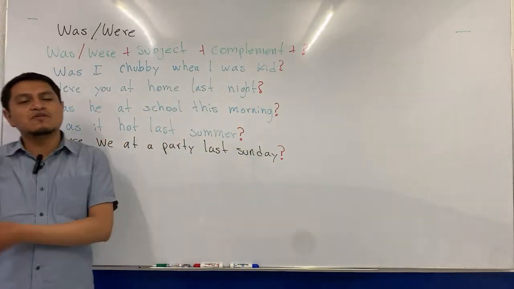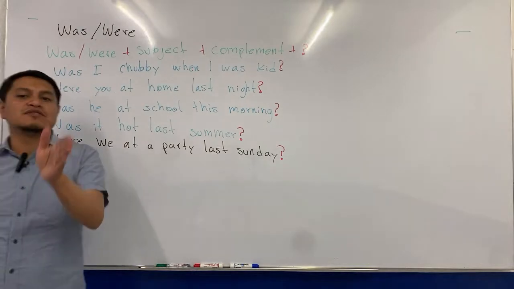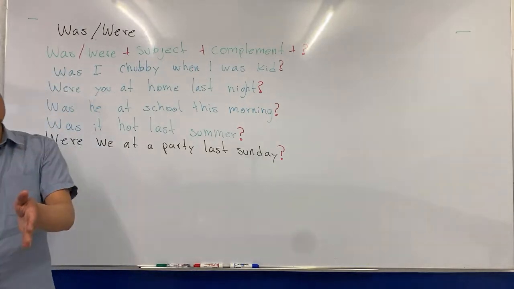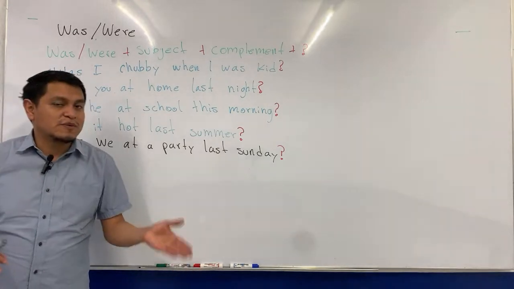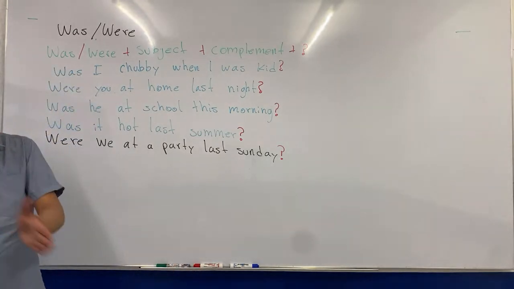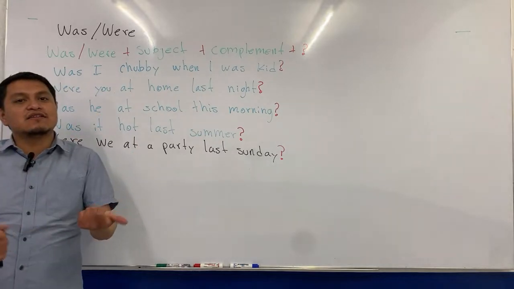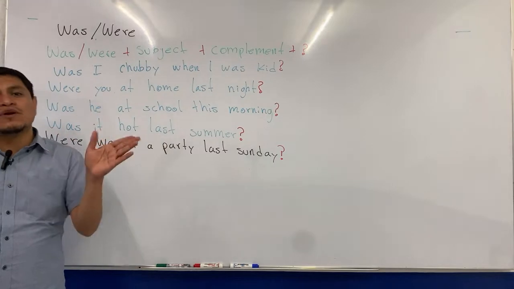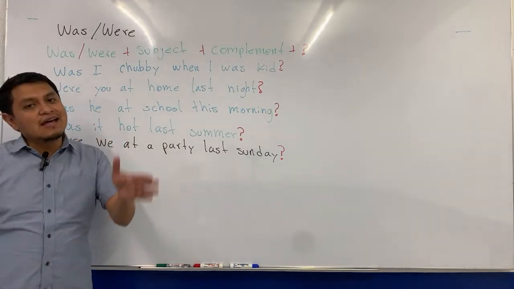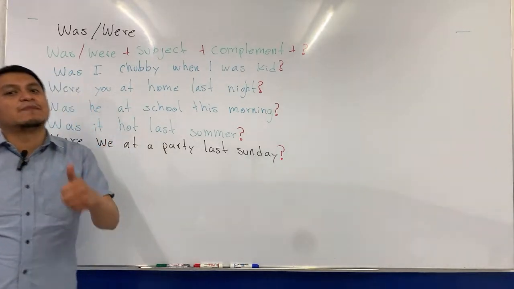Right, and you can answer for this like yes, we were, or no, we weren't. Repeat the short answer for this. Yes, we were, or no, we weren't. Now, the last sentence for this.